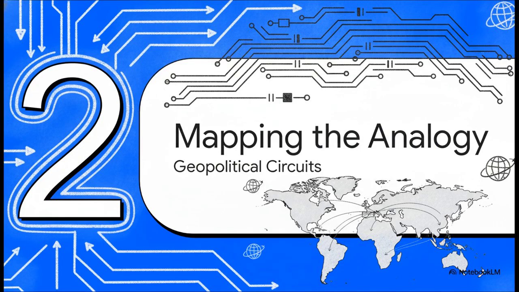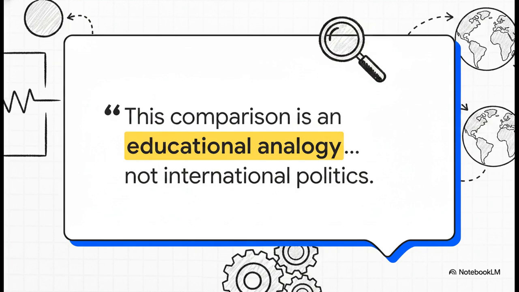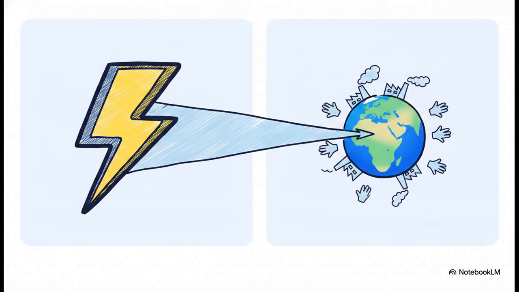Section 2, Mapping the Geopolitical Analogy. Now, before we really draw these parallels, I do want to make it super clear that we're using this as a didactic tool. It's an educational analogy to help simplify massive international systems, not some literal political commentary. Ohm's law describes circuits, sure, but it gives us this beautifully structured framework to see how global systems naturally react to pressure. So, let's map it out.